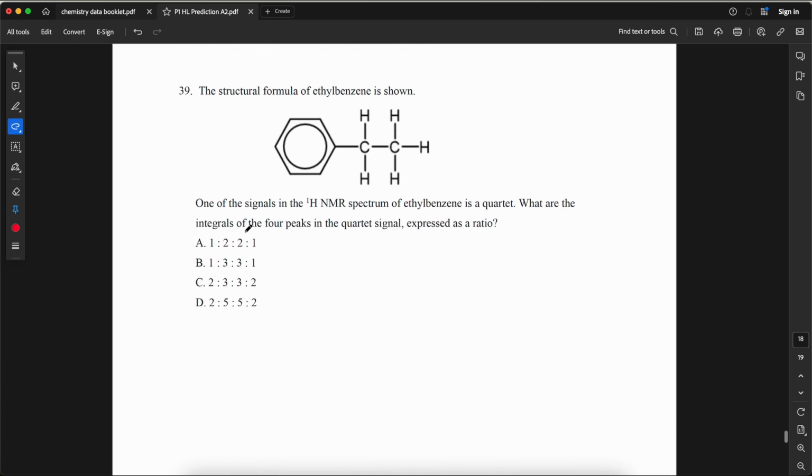The structural formula of ethylbenzene is shown. One of the signals in the HNMR spectrum of ethylbenzene is a quartet. What are the integrals of the 4 peaks in the quartet signal expressed as a ratio? So you know the formula: 1, then 1, 1, then 1, 2, 1, and 1, 3, 3, 1. So this one will be a singlet, this one a doublet, this one a triplet, following the splitting pattern formula, and this one a quartet. So for the quartet it will be 1, 3, 3, 1.